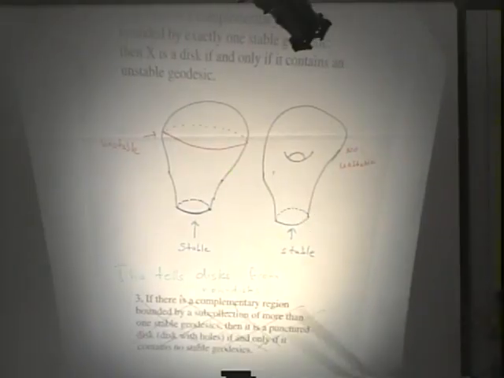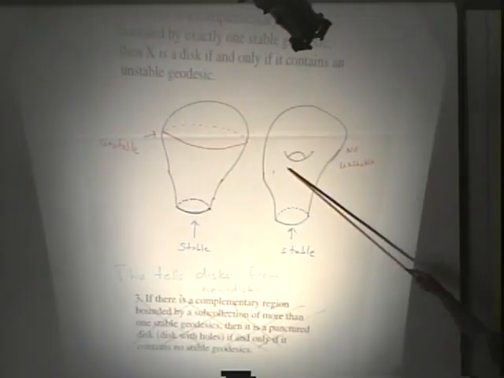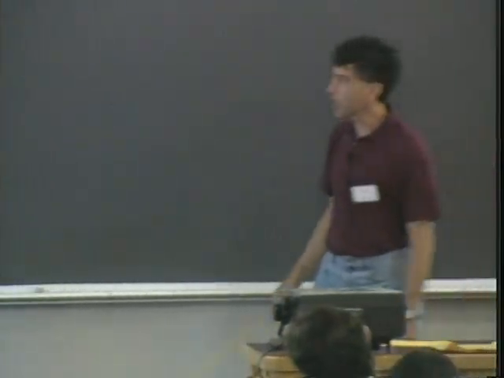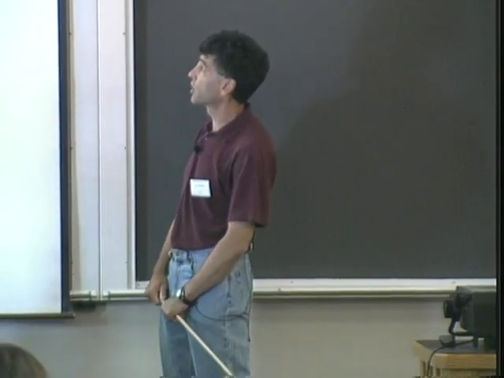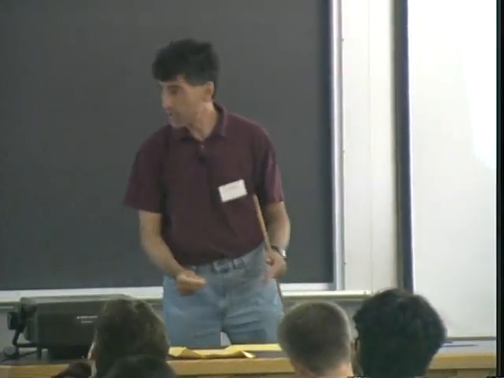If it's a non-ball, it can't have an unstable geodesic. Why not? Well, if there was an unstable geodesic here, then you could push it further in, reducing the area, and you'd wind up with another stable geodesic inside. But we assume that there weren't any more stable geodesics. We already cut open along all the stable geodesics. So very briefly, that's the idea.